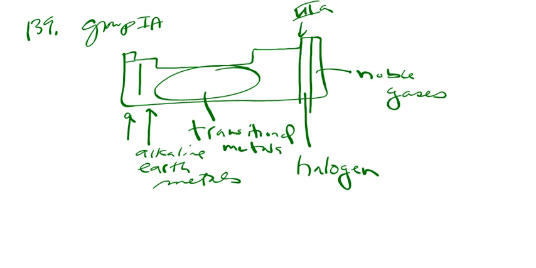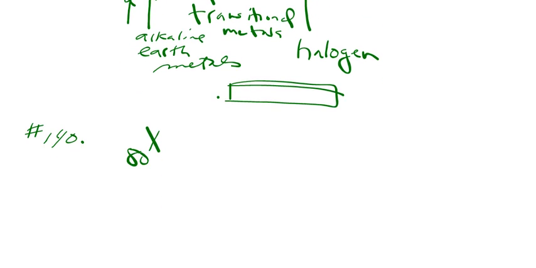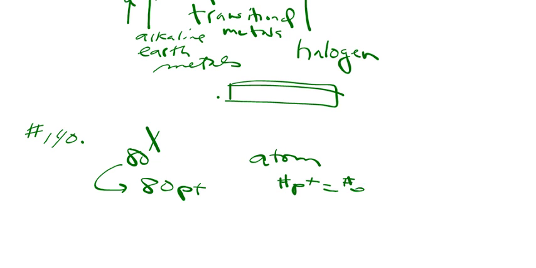Okay, the next one. Number 140. An element has an atomic number of 80. So I have some element and it's got an atomic number of 80. Atomic number goes down there. How many protons? Well, I know right off the bat it's got 80 protons because that's the same as atomic number. How many electrons are in the atom of this element? They're saying the word atom, told you earlier. Protons then will equal electrons, so therefore I've got 80 electrons. And that's your answer, 80 and 80.